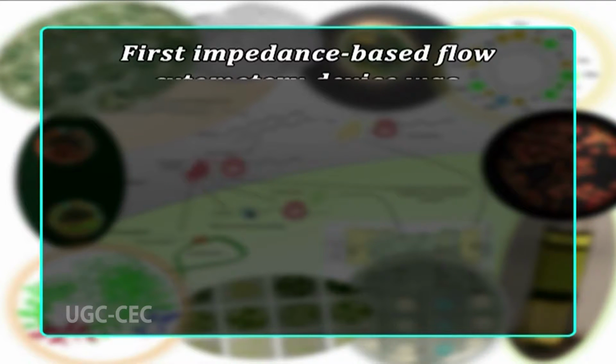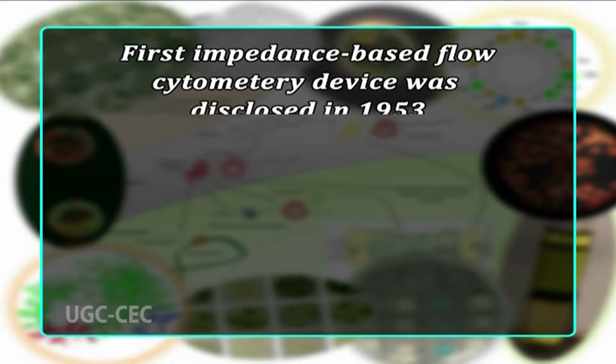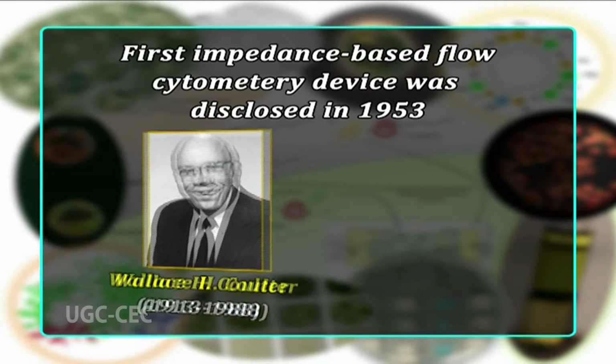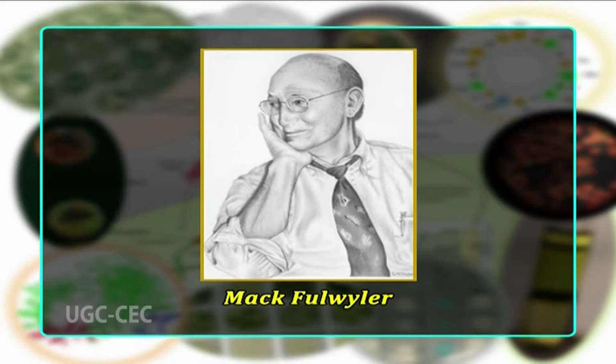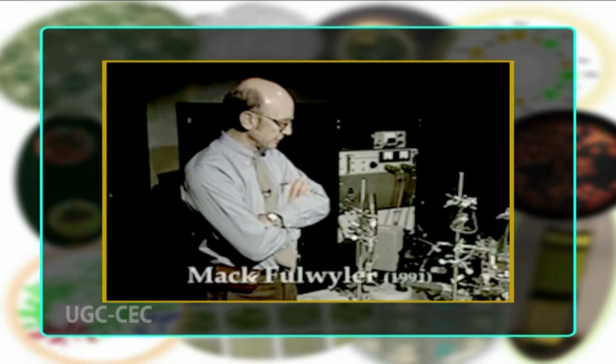The first impedance-based flow cytometry device was disclosed in 1953 to Wallace H. Coulter. Then Mack Fulwyler was the inventor of the forerunner to today's flow cytometers, particularly the cell sorter.